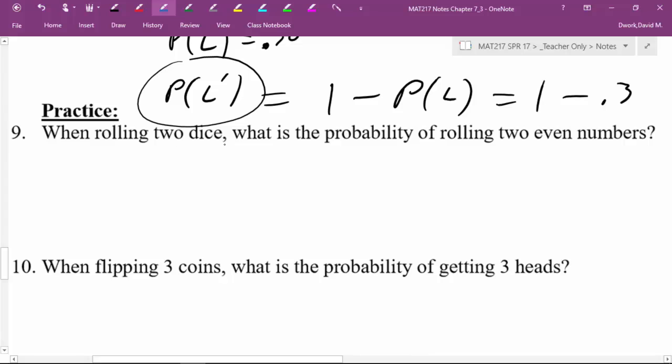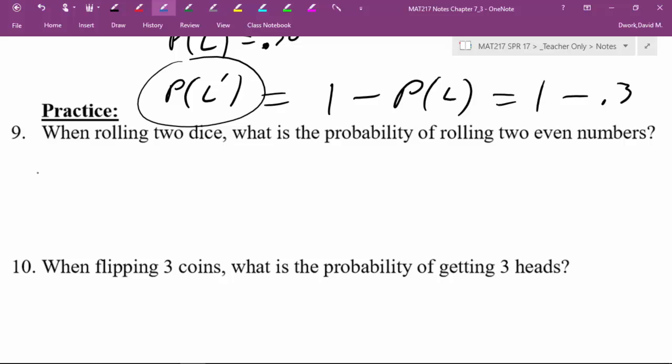When rolling two dice, what is the probability of rolling two even numbers? So again, we're going to make the assumption on every problem we do. Whenever we talk about dice, they are six-sided die and they are fair. Okay. So now, what is the probability of rolling two evens? Now pause the problem and then I will give it a go.